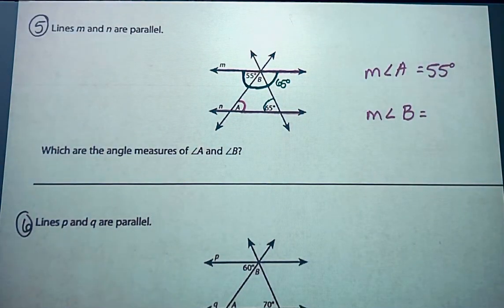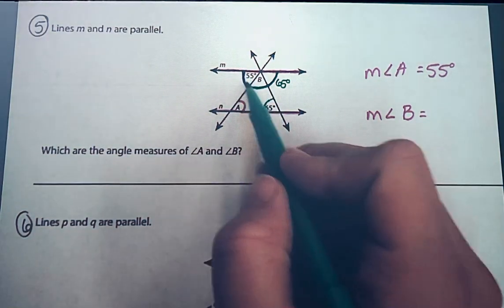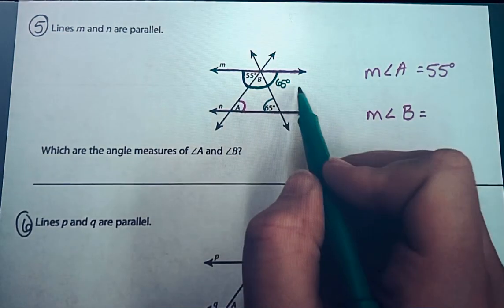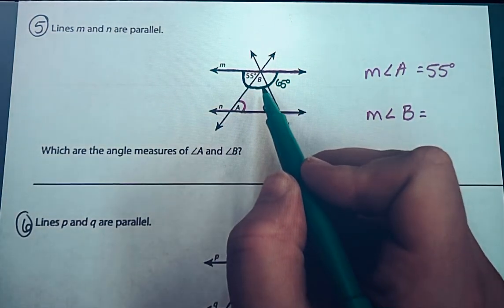So I've given an example of a pizza. If I have a pizza that has 180 slices, and we take away 65 slices and 55 slices, how many slices do we have left? And that will give you the answer for B. It's the same concept here. This whole thing is 180 degrees. Take away 55, take away 65, whatever's left is B.